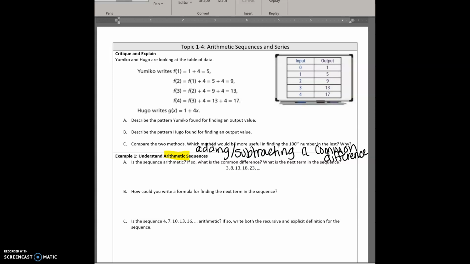So this one here, it says, is the sequence arithmetic? If so, what is the common difference and what would be the next term? So we're going to look, is there a common difference? From 3 to 8, I would add 5. 8 to 13, I would be adding 5. Adding 5, adding 5. So each time I was adding 5. So this is arithmetic.